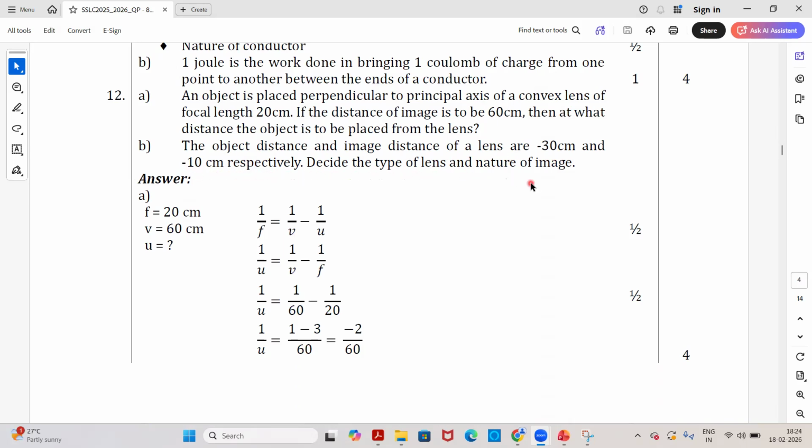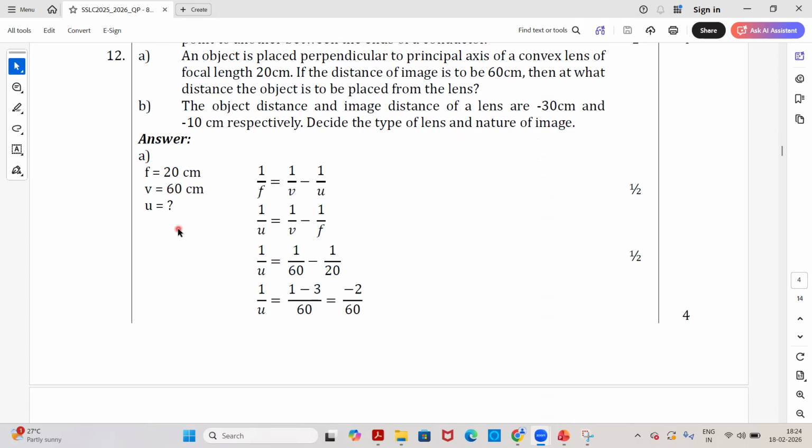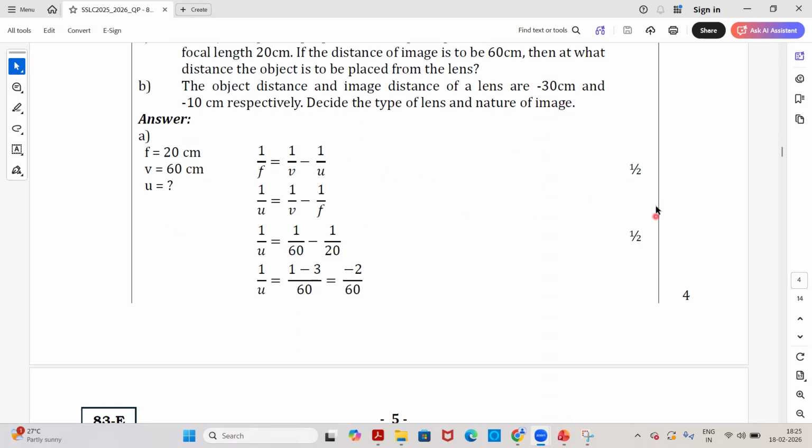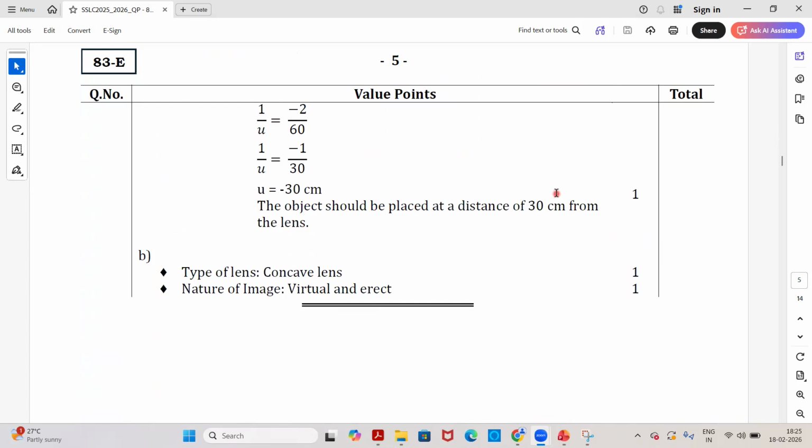Decide the type of lens and nature of image. So you can see the solution over here for the question A, sub question A, with the marks allotted here, and answer B. So here with these 12 questions and answers, we come to the end of this section of physics.